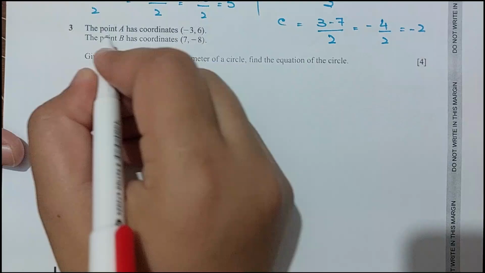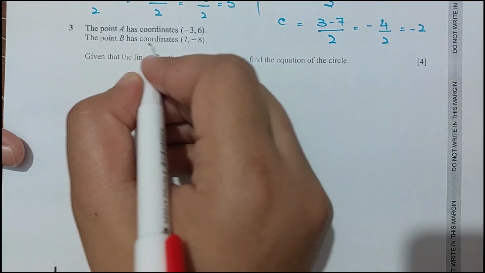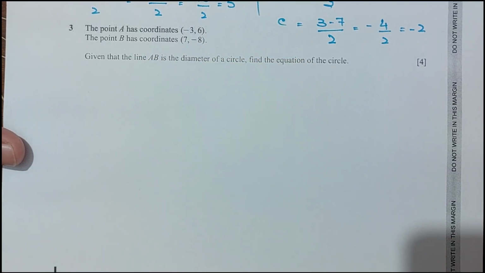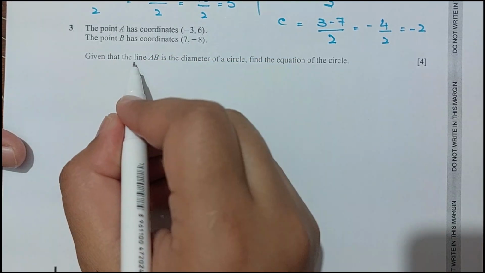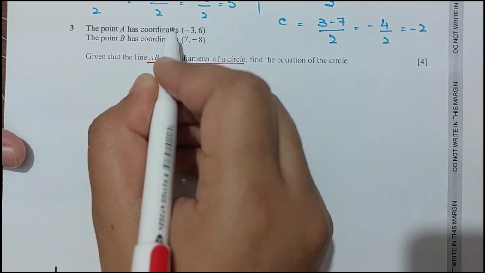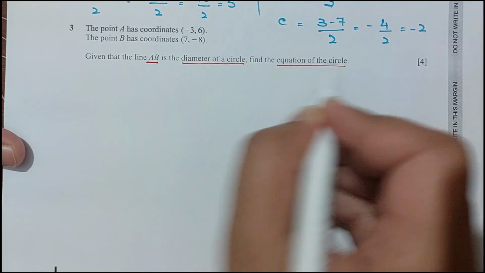Now question number 3. The point A has coordinates minus 3, 6. The point B has coordinates 7, negative 8. We are given the coordinates of point A and point B. Given that line AB is a diameter of a circle, we have to find the equation of the circle.